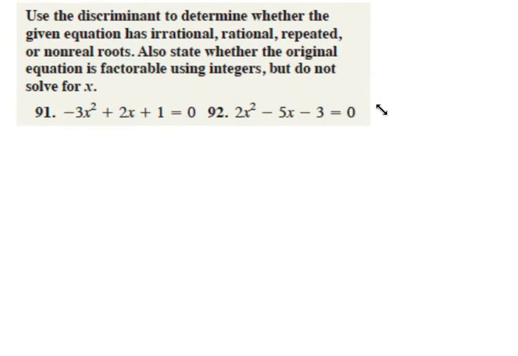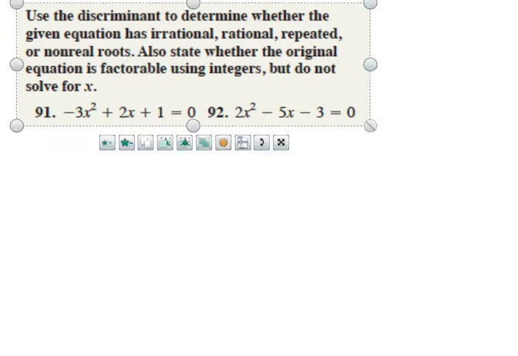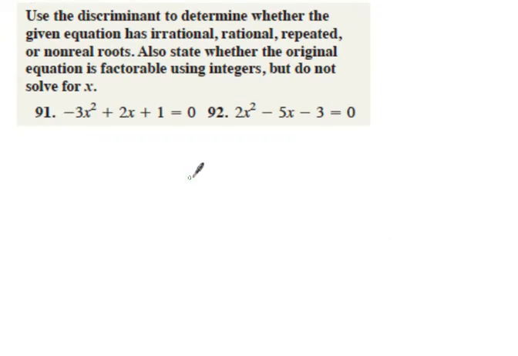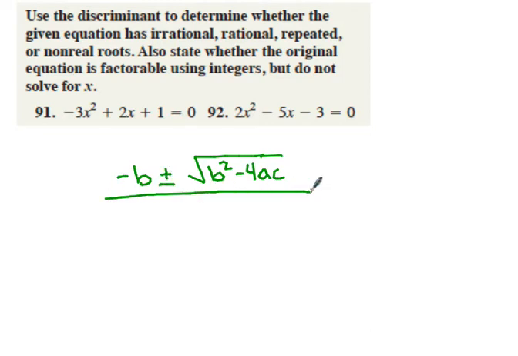Okay, next one, we're going to talk about the discriminant a little bit. Discriminant is that value that's underneath your square root in the quadratic formula. So it's that b squared minus 4ac part. Again, if you don't recall the quadratic formula, it's negative b plus or minus the square root of b squared minus 4ac all over 2a. The discriminant is this piece.